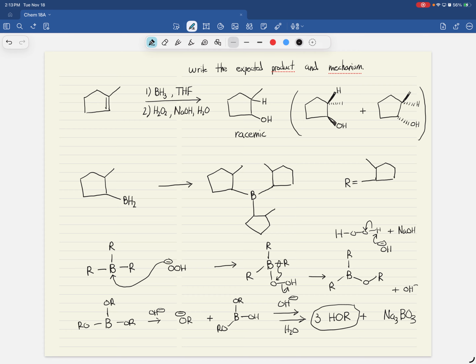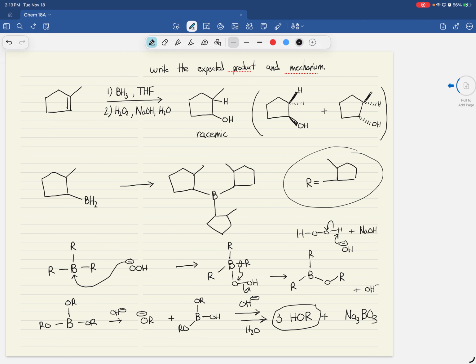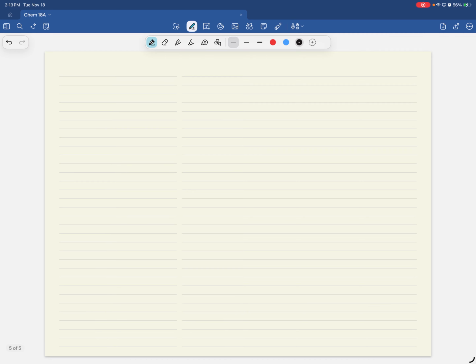All right, so let's do one more example, hydroboration. Are there any questions on this page? All right, so if you want to abbreviate it, I know these steps are long, feel free. Okay, just make sure you highlight what your abbreviation is right here, okay? All right, so let's do one more example of hydroboration-oxidation. So let's make a new page here.